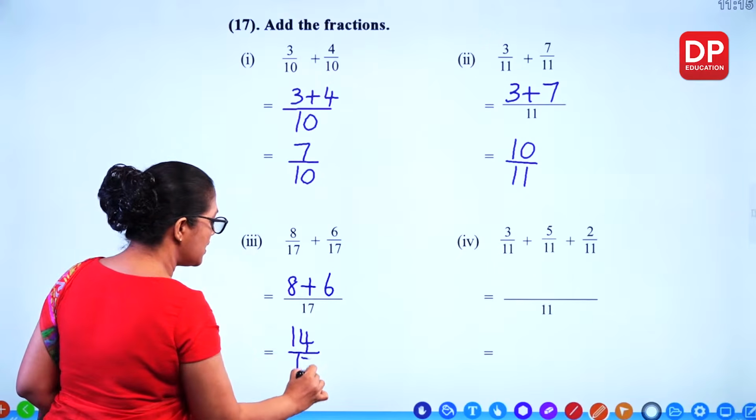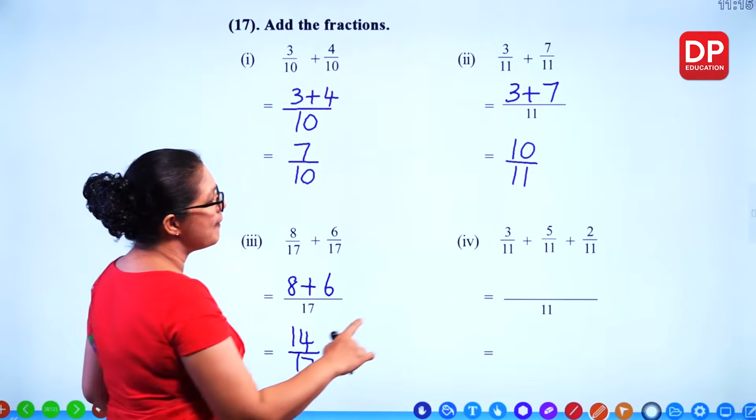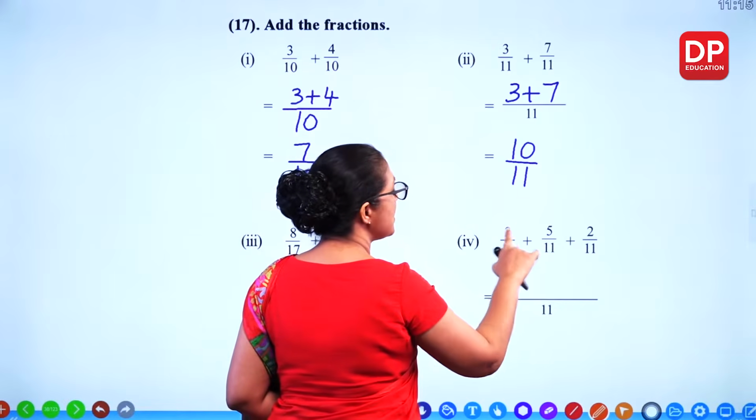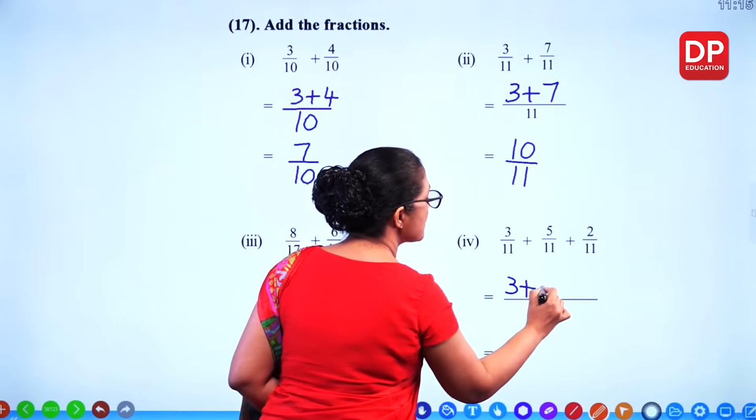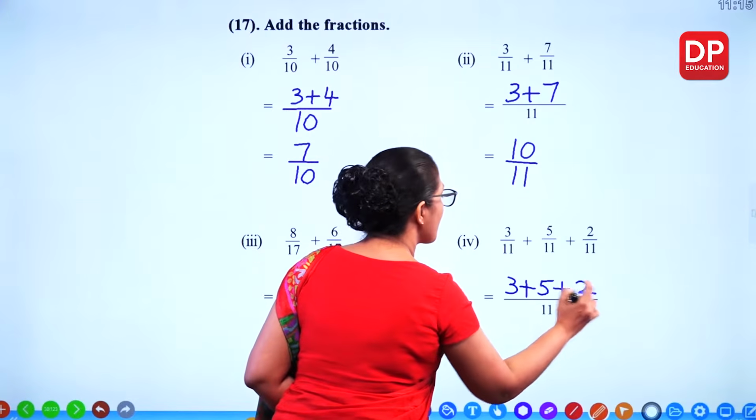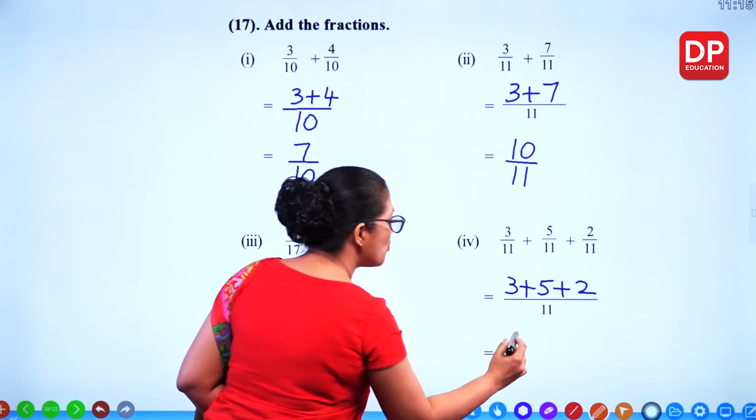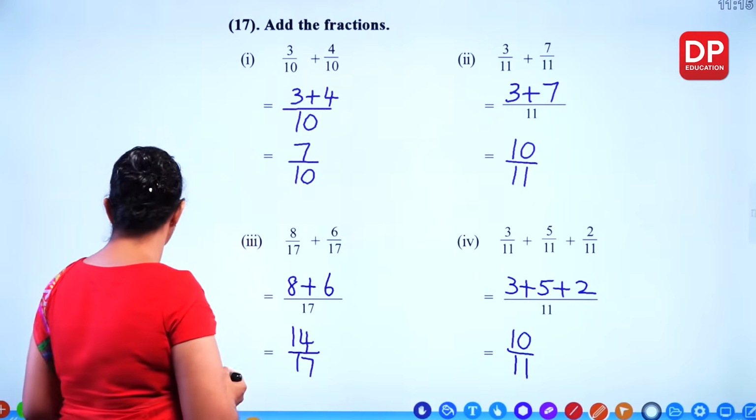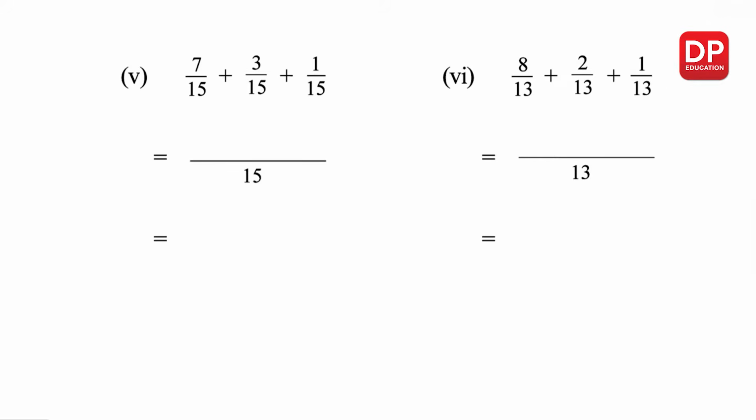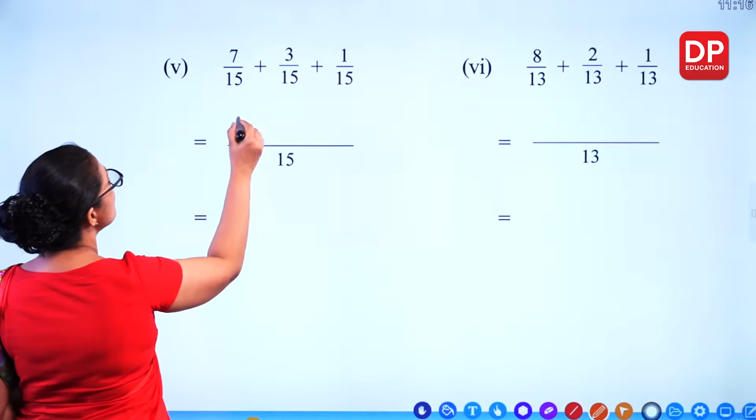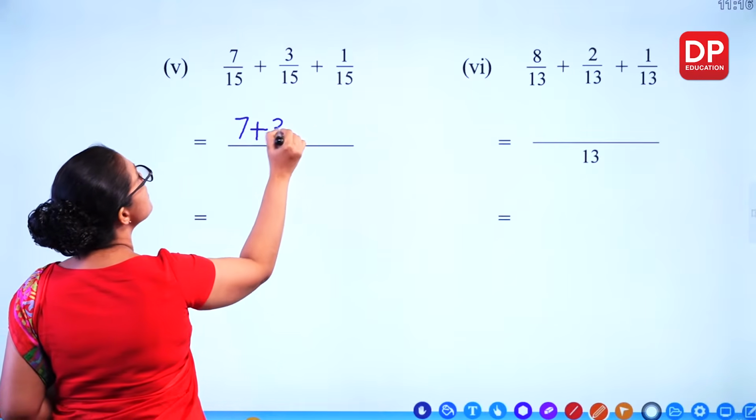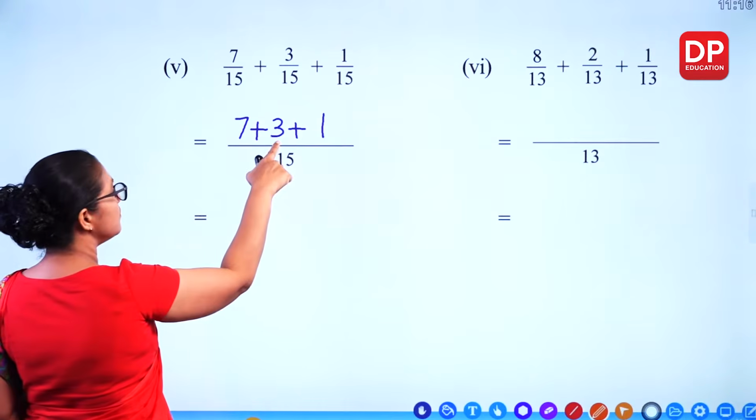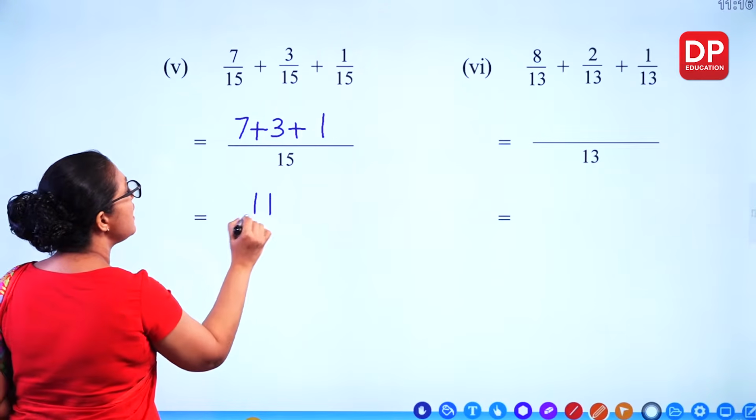14 over 17. This one, 11 is the denominator. So you add 3 plus 5 plus 2. So 8, 8 plus 2, 10. This one, 15 is the common denominator. So you can add straight away. 7 plus 3 plus 1. 10, 10 plus 1, 11.